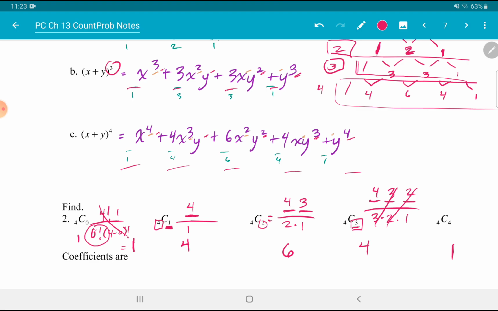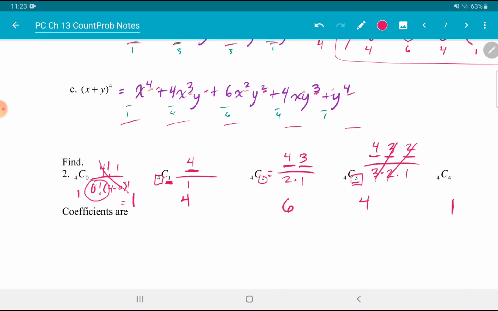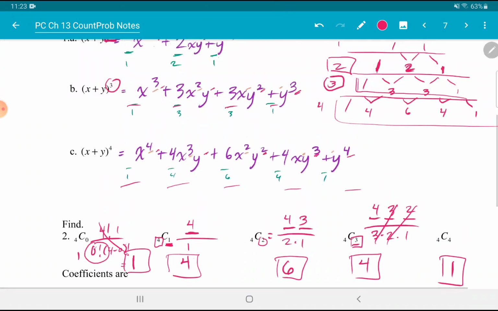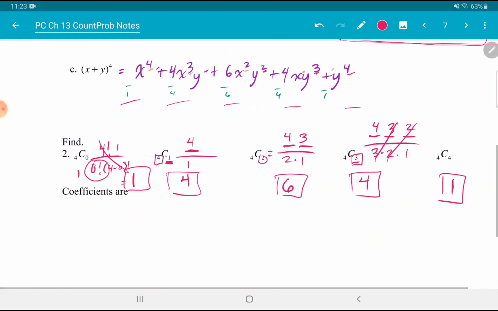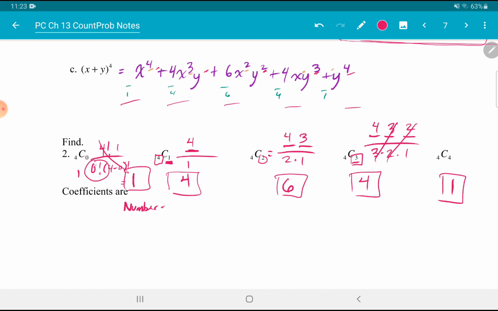And you can see what is going on here. There's another pattern that's emerging. We still get the same symmetrical pattern, 1, 4, 6, 4, 1, that we had seen earlier in Pascal's triangle, right here. So as we can see here, the coefficients are actually showing us the numbers in the array of Pascal's triangle.